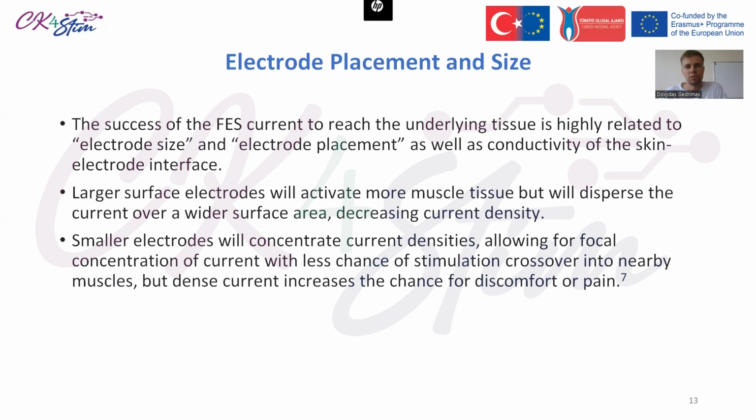The success of the functional electrical stimulation current to reach the underlying tissue is highly related to the electrode size and the electrode placement, as well as conductivity of the skin-electrode interface. Larger surface electrodes will activate more muscle tissue, but will disperse the current over a wider surface area, decreasing current density. Smaller electrodes will concentrate current densities, allowing the focal concentration of current with less chance of stimulation crossover into nearby muscles, but dense current increases the chance for discomfort or pain.